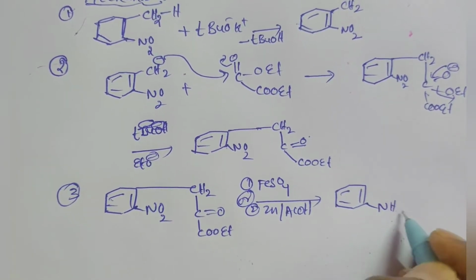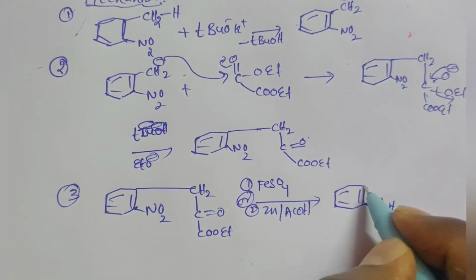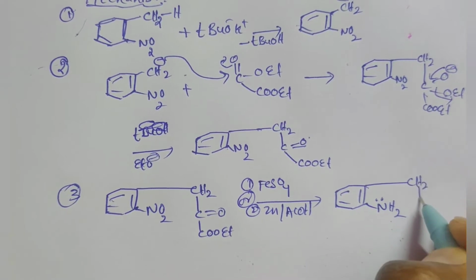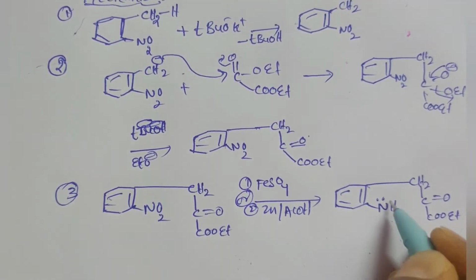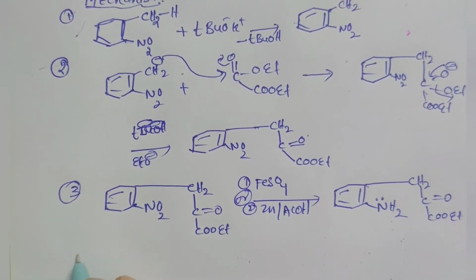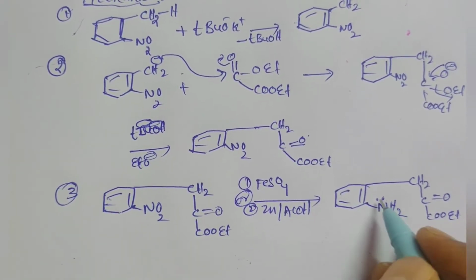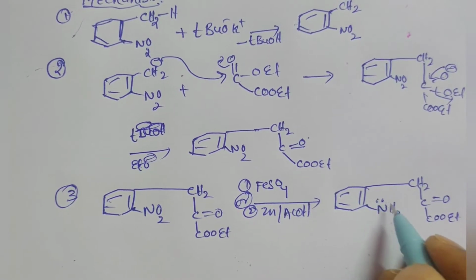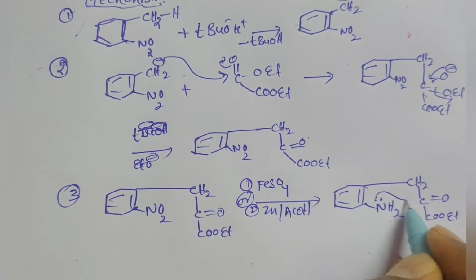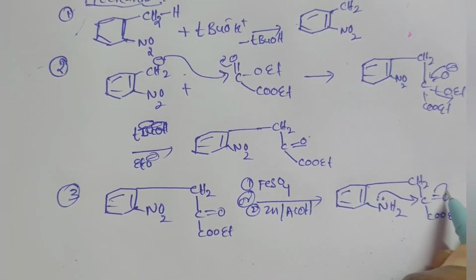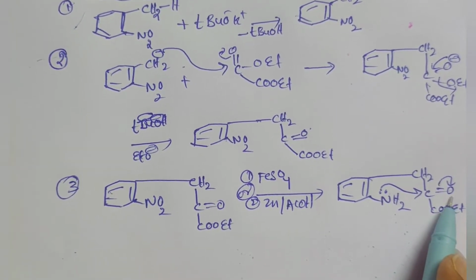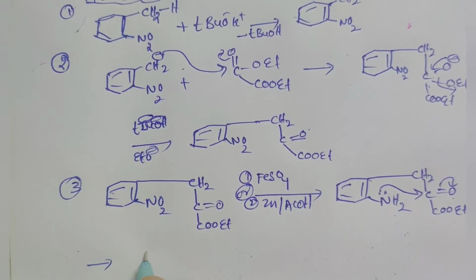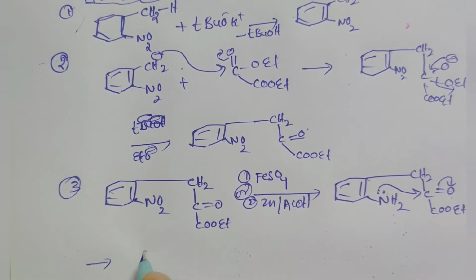So it changes into the amine, and one electron pair is there on the nitrogen of the amine. Now what happens means this electron pair is given to here. As a result, this bond breaks and negative charge appears here. As a result, cyclization takes place.